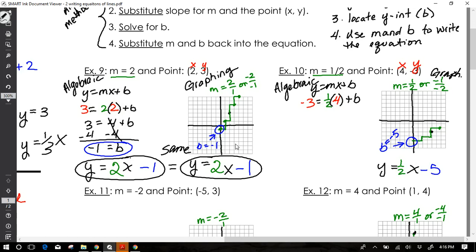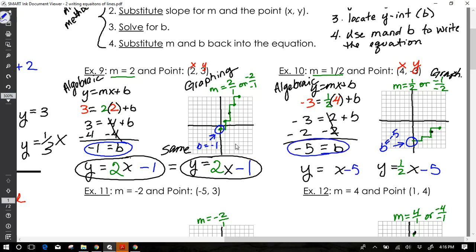So 1/2 times 4 is 2. And now subtract 2 from both sides. And I get b equals -5. So I've now found my y-intercept. So I'm going to plug that into this equation. And remember that the slope was 1/2. And again, you can see that I came to the exact same conclusion doing both methods.